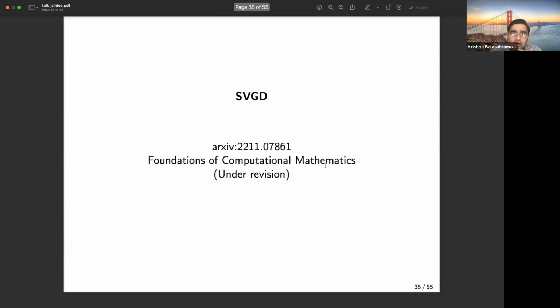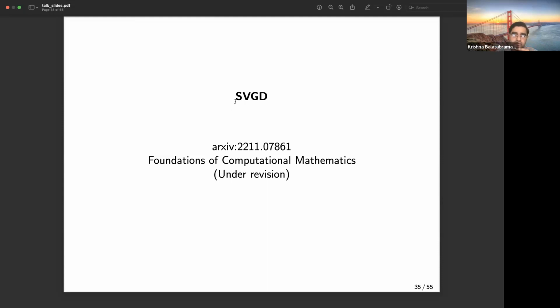All right. So now let's move on to the second algorithm. The second algorithm is essentially the Langevin. The first algorithm was Langevin Monte Carlo. The second algorithm is something called SVGD, the Stein Variational Gradient Descent. Recall that the Stein Variational Gradient Descent is actually a deterministic algorithm. So there's no injected noise in the algorithm.